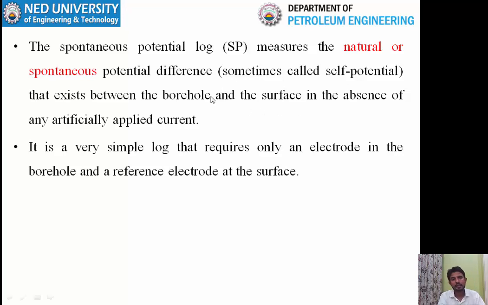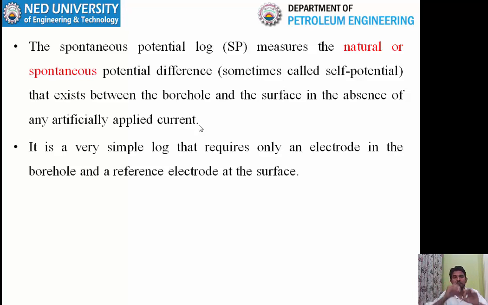And this log is an example of a spontaneous measurement, because in this tool we do not have any source, which means we are not bombarding anything. The tool is measuring the natural response of the formation, and basically we are measuring the natural or spontaneous potential difference that exists between the borehole and the surface in the absence of any artificially applied current. In short, in this tool we are measuring the natural current that is being generated in the reservoir because of the difference of salinity between the mud and the formation water.